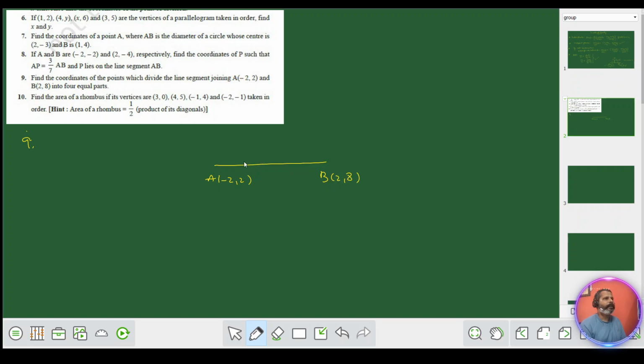Four parts they said, right? Extension of the trisection question. 1, 2, 3. Then you can name them P, Q, R. This is one, this is one, this is one, this is one. Okay. Four parts. So I'll just give you a hint. You can solve it. I can give the answer for that later. So here we'll say first AP is to PB. What is the ratio? 1 is to 1, 2, 3.